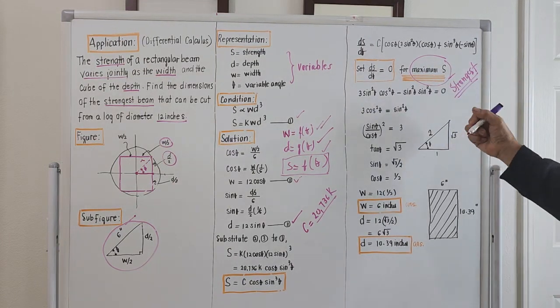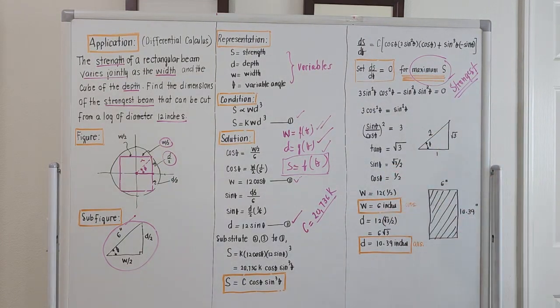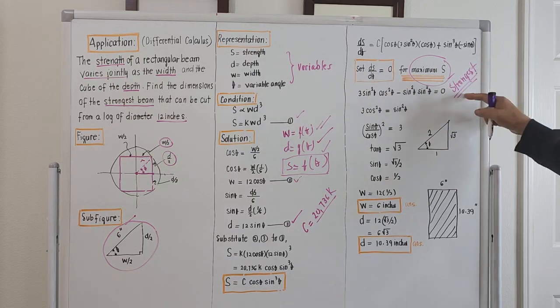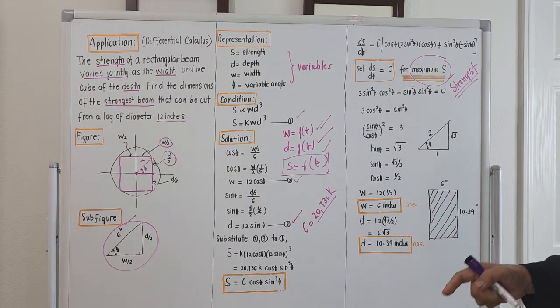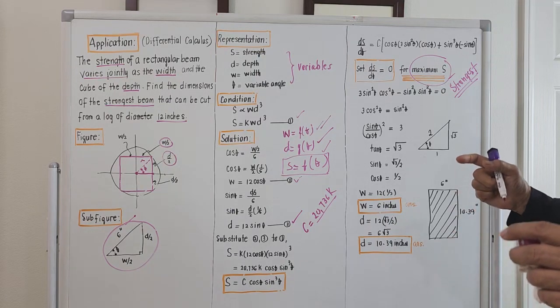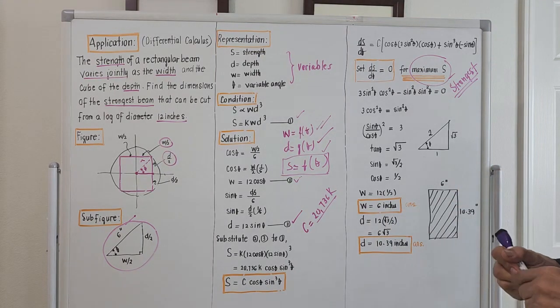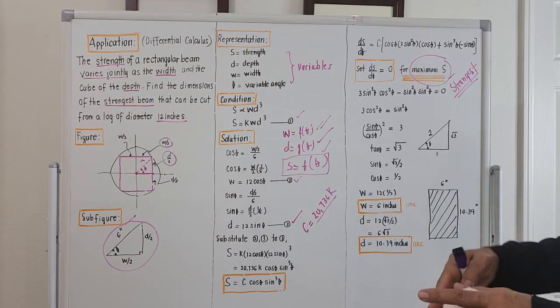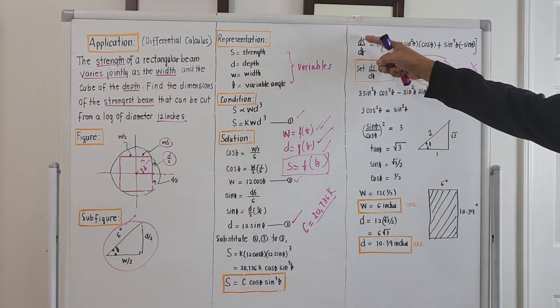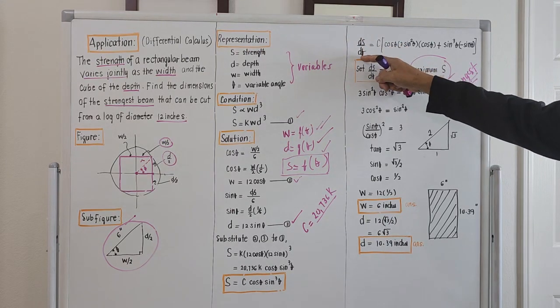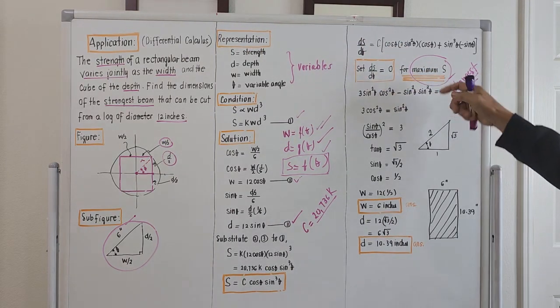Okay, so without knowing differential calculus, we could not find the strongest beam. One of the applications of differential calculus is in the computation of the strongest beam possible in our practical applications for lumber. Okay, so we will set dS over d theta equal to 0 for maximum.